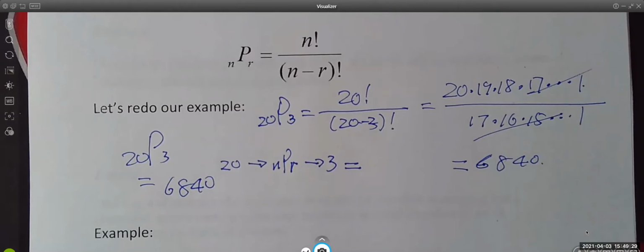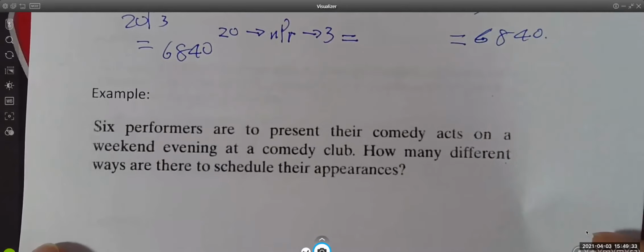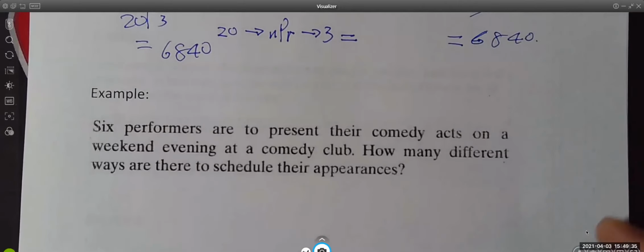Okay, now let's look at our second example here using this formula. 6 performers are to present their comedy acts on the weekend evening at a comedy club. How many different ways are there to schedule their appearances? Now, try to figure out the scenarios.